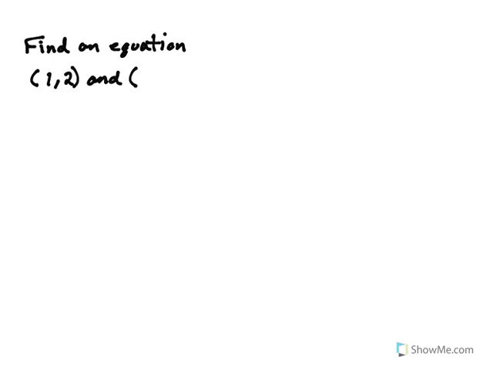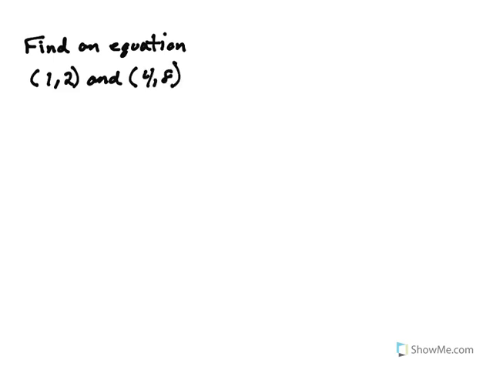All right, so the next one, we're going to find an equation, and this time we're going to find an equation given 2 points. So the 2 points will be (1, 2) and (4, 8).